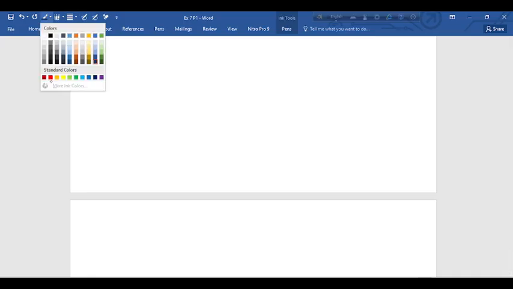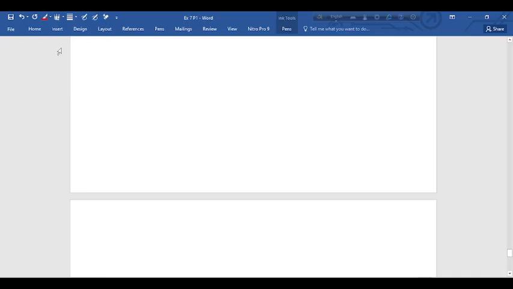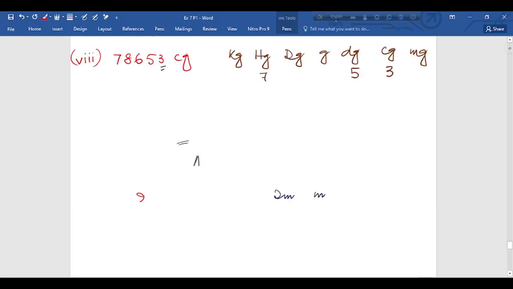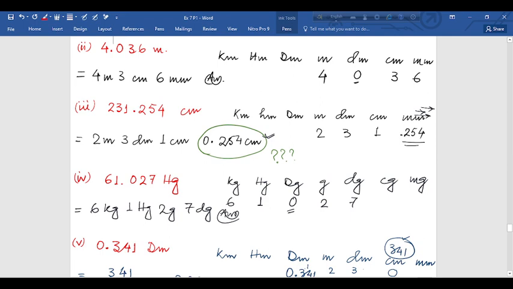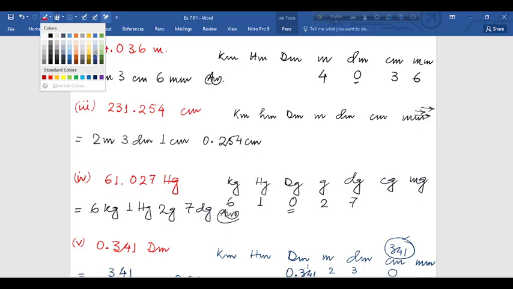Next, skip question number. Okay, let us go back to there. We are unable to solve question number 3. Which one? This one. Question number 3. Okay. That is what we can do here.